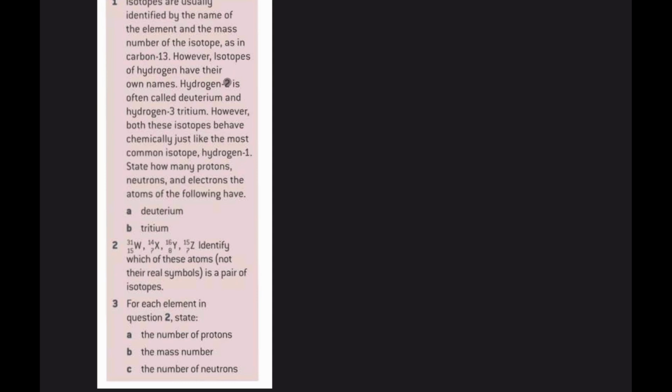What I mean by that in this case is that this isotope of hydrogen not only has 1 proton, but it has 1 proton in addition to 1 neutron. That makes it an isotope of the original atom of hydrogen, which only has 1 proton. So the question has asked us to state how many protons, neutrons, and electrons these atoms have. So let's start off with deuterium.